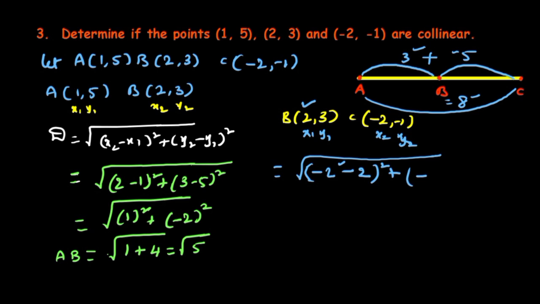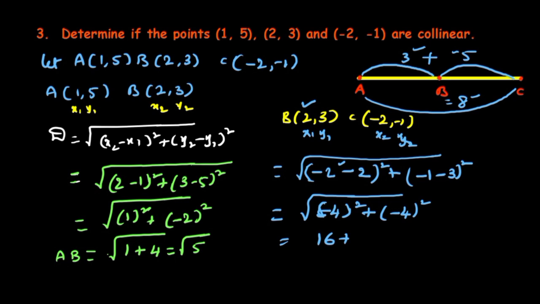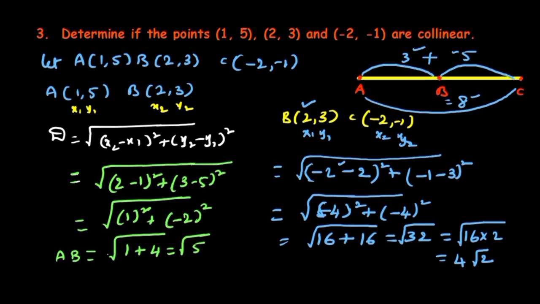What is y2? This is minus 1, and y1 is 3. So y2 minus y1 means minus 1 minus 3, whole square. So minus 2 minus 2 becomes minus 4 whole square, plus minus 1 minus 3, again it is minus 4 whole square. So minus 4 square is plus 16, and again it is plus 16. So 16 plus 16 equals 32, okay. So root 32, if you want to convert it into a perfect and non-perfect square combination, we write it as 16 times 2. So root 16 is 4, so 4 root 2 is the distance between BC.